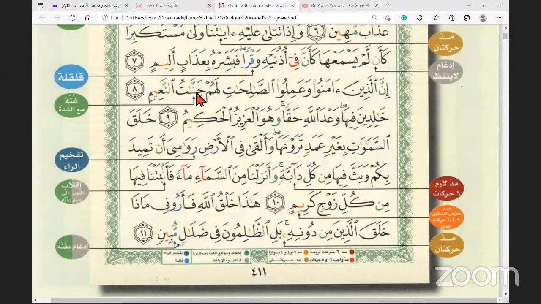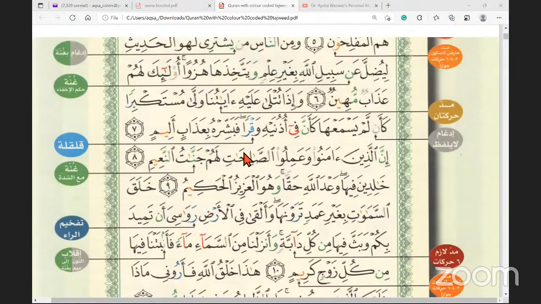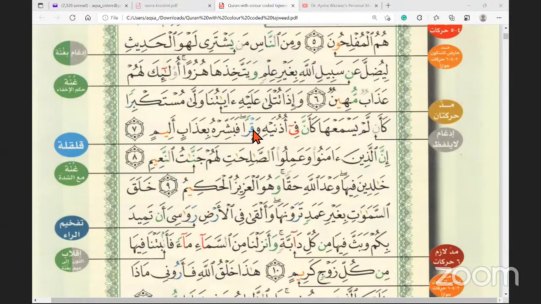So Jannatu, Jannatun Na'im. Notice I pressed on that one, and then I pressed on this one. All right, let's go more right there. And the light blue, my favorite color, what did it indicate? It indicated that it was qalqala.